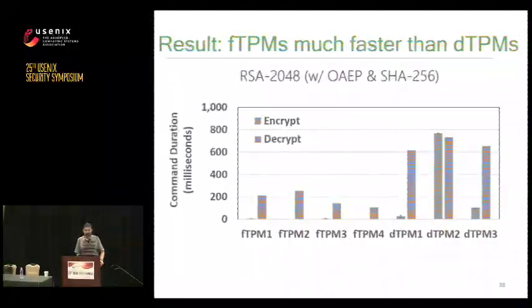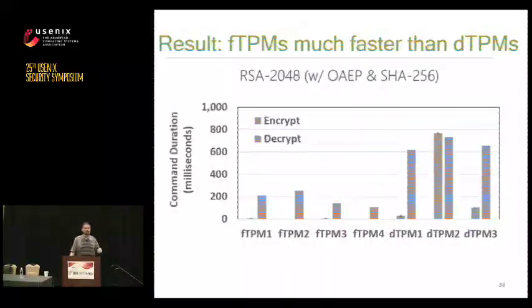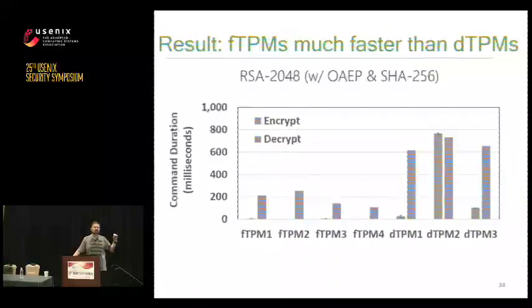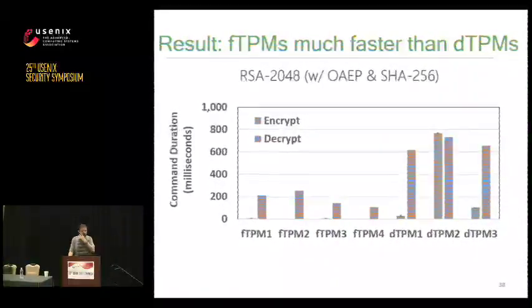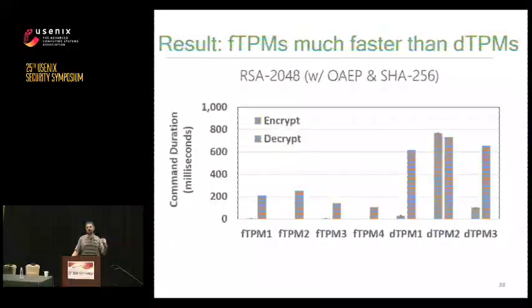Okay, what this graph shows is the performance of encryption and decryption of 32 bytes of data using RSA 2048. On the x-axis, you have the seven devices. The first four are fTPMs. The last three are discrete TPM chips. The y-axis measures the duration of a TPM command in milliseconds. And the takeaway point here is that fTPM is much, much faster than the discrete TPMs.